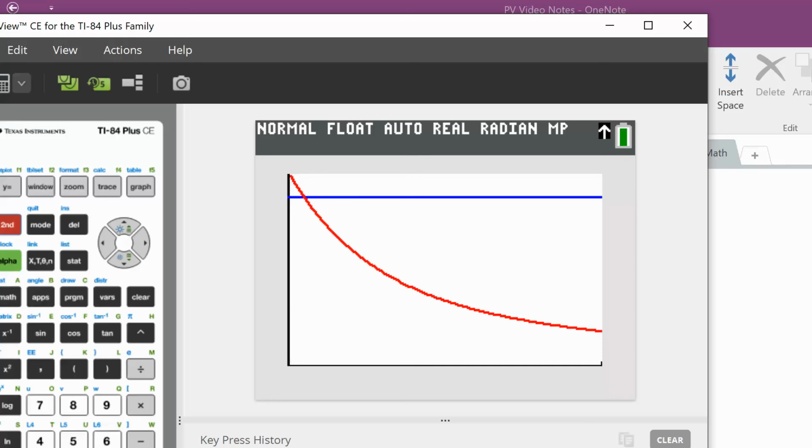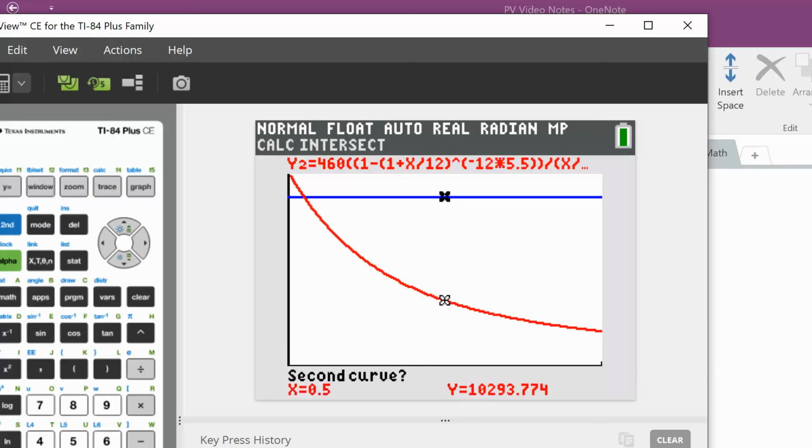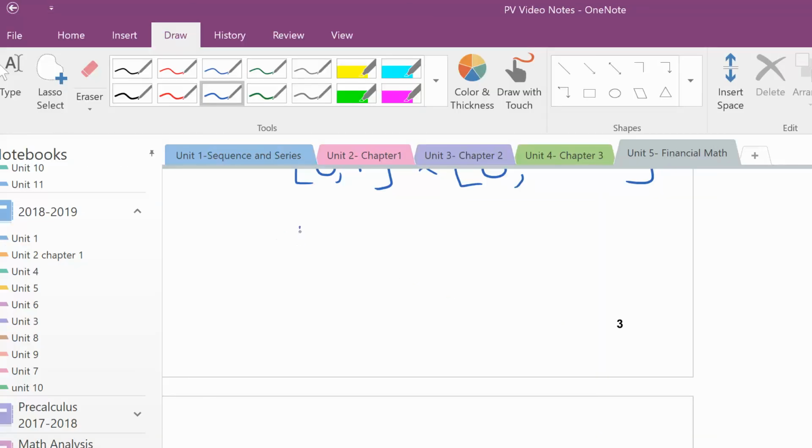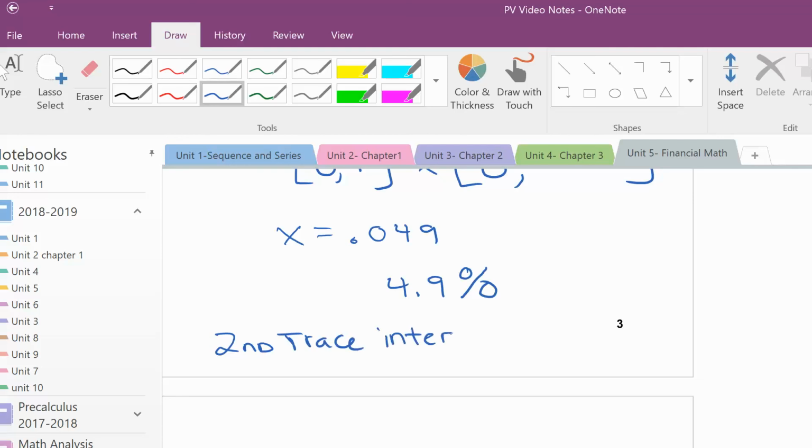All right, so remember you're trying to find the intersection. So you go second, trace, intersect, and then you hit enter 3 times. Notice it gives you the intersection, 0.0498. So that means the rate is 4.9%. So remember, you go second, trace, intersect, and then enter 3 times. And that'll give you the answer.